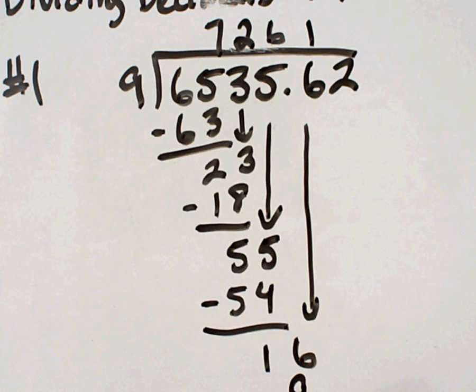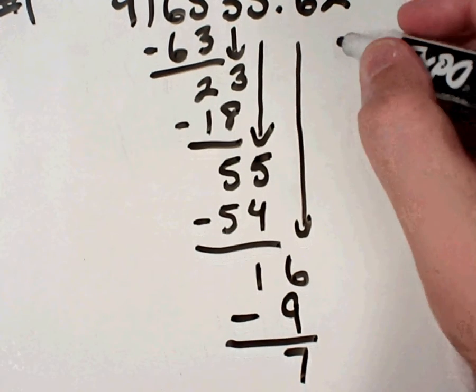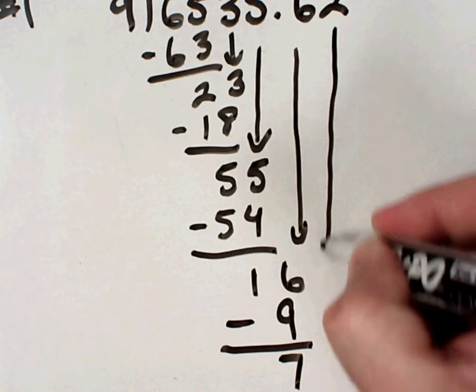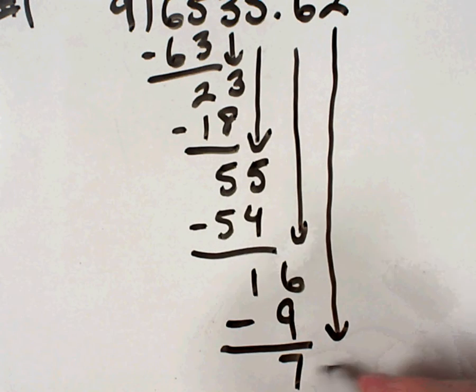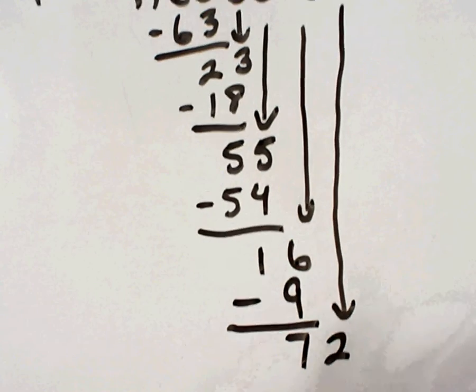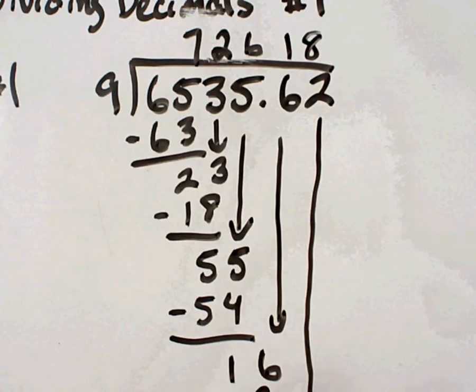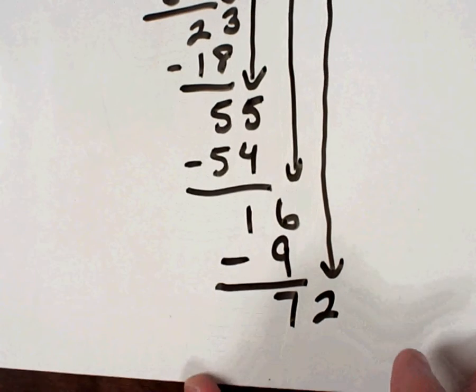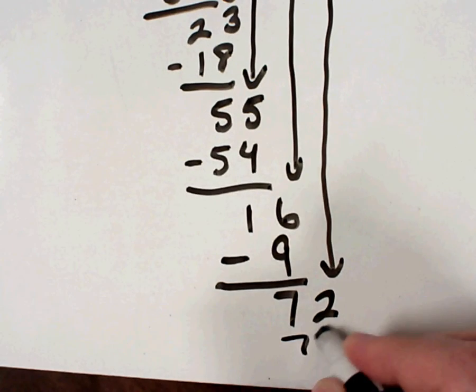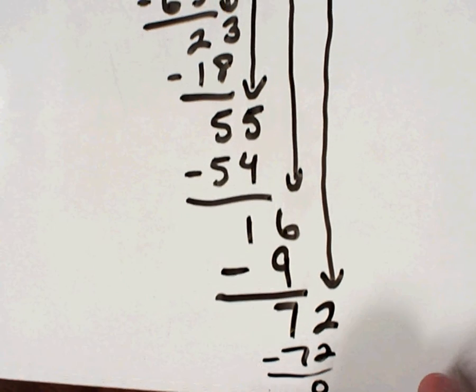I'm going to shift down just a little bit so you can see. I realize I'm going to have to shift up and down as I do this, but I want to make sure you see everything. All right, and 9 will go into 72 8 times. And 8 times 9 gives me 72. And so I end up with a 0 remainder.